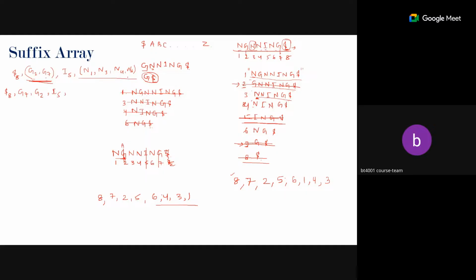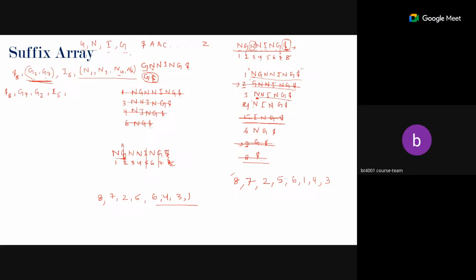Now I'm going for the same thing with N1, N3, N4, and N6. 1 plus 1 is 2, so this will be G. 3 plus 1 is 4, so the fourth character is N. 4 plus 1 is 5, and the fifth character is I. 6 plus 1 is 7, and the seventh character is G. So we have two G's, an N, and an I.